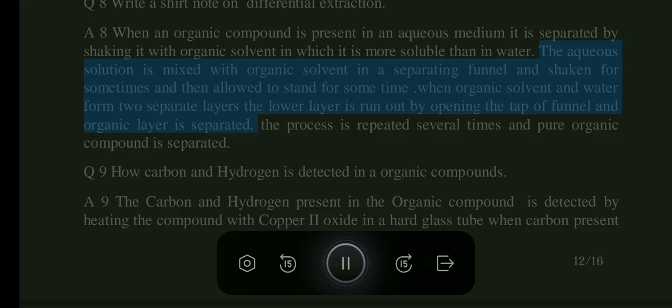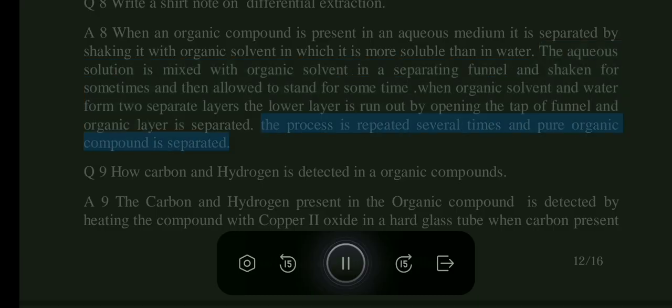When organic solvent and water form two separate layers, the lower layer is run out by opening the tap of the funnel and the organic layer is separated. The process is repeated several times and the pure organic compound is separated. Q9. How are carbon and hydrogen detected in organic compounds?